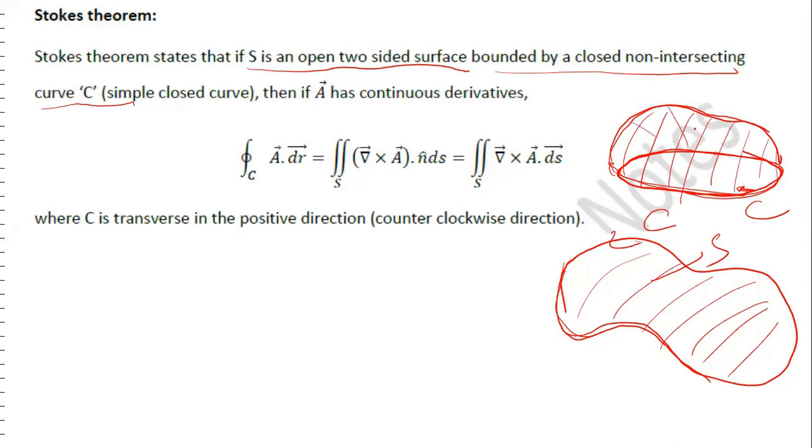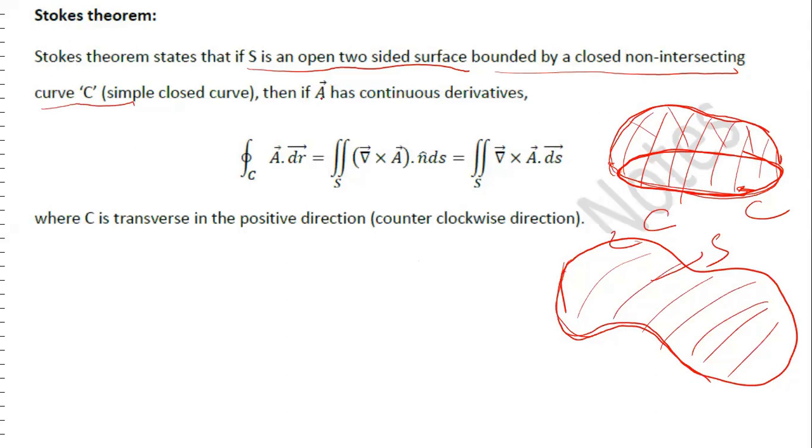So I hope you can see the picture. Anyway, I think with an example, it will be more clear to you. So if you have any open two-sided surface, it may not be a flat surface. It can be a curved surface bounded by a simple non-intersecting closed curve.